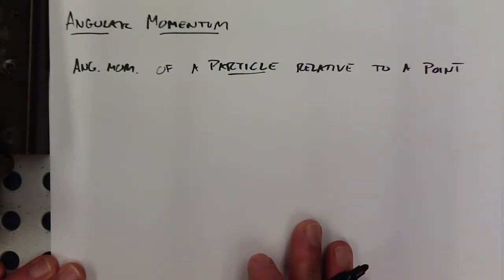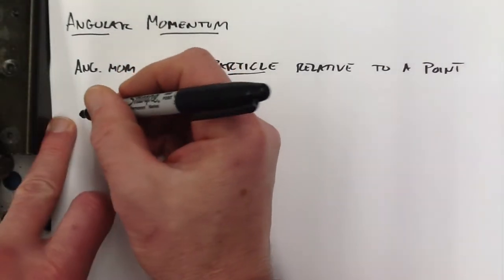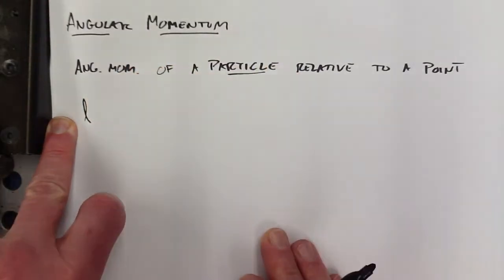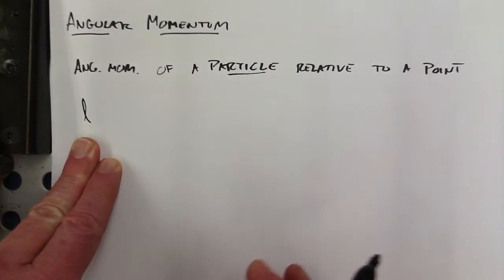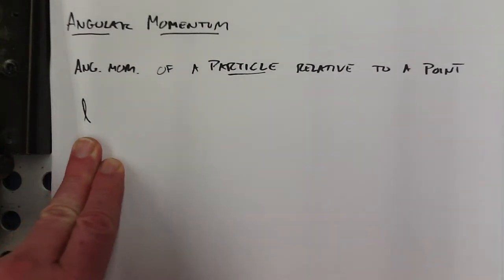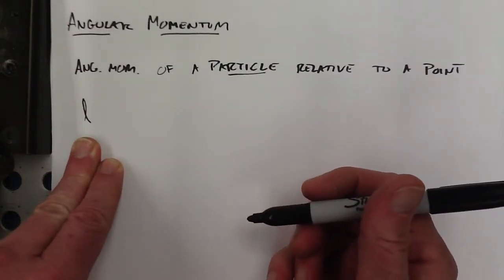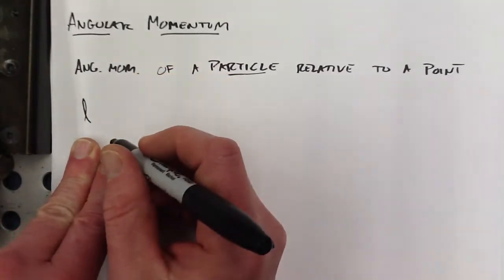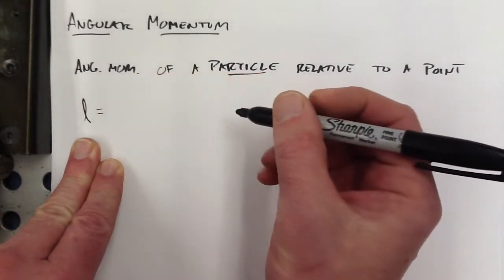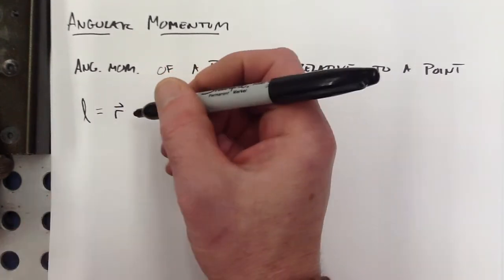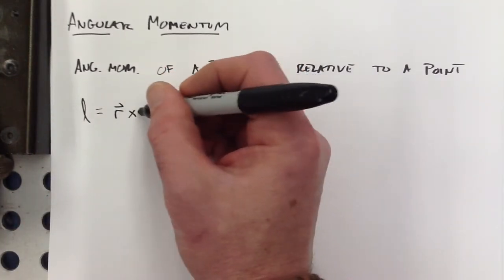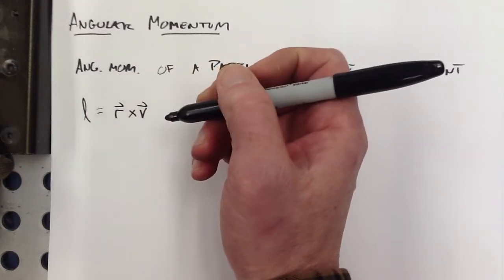and we symbolize this angular momentum with a lowercase l, which I suggest you write as a cursive L because otherwise it just looks like a stick, which could be confused for other things. And that is equal to r cross, this is a vector cross product, v.